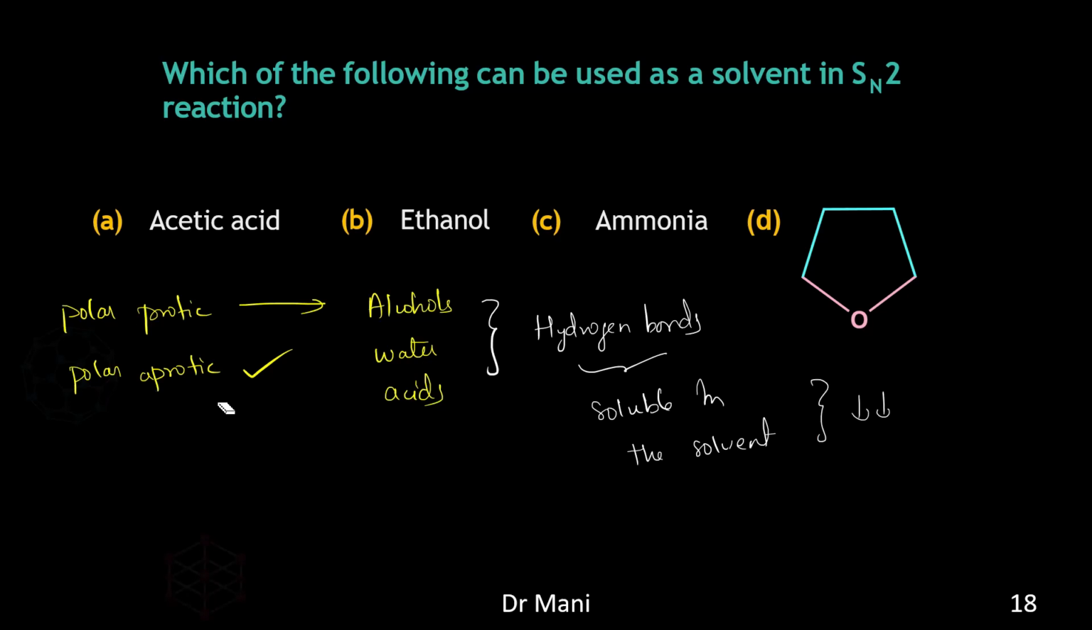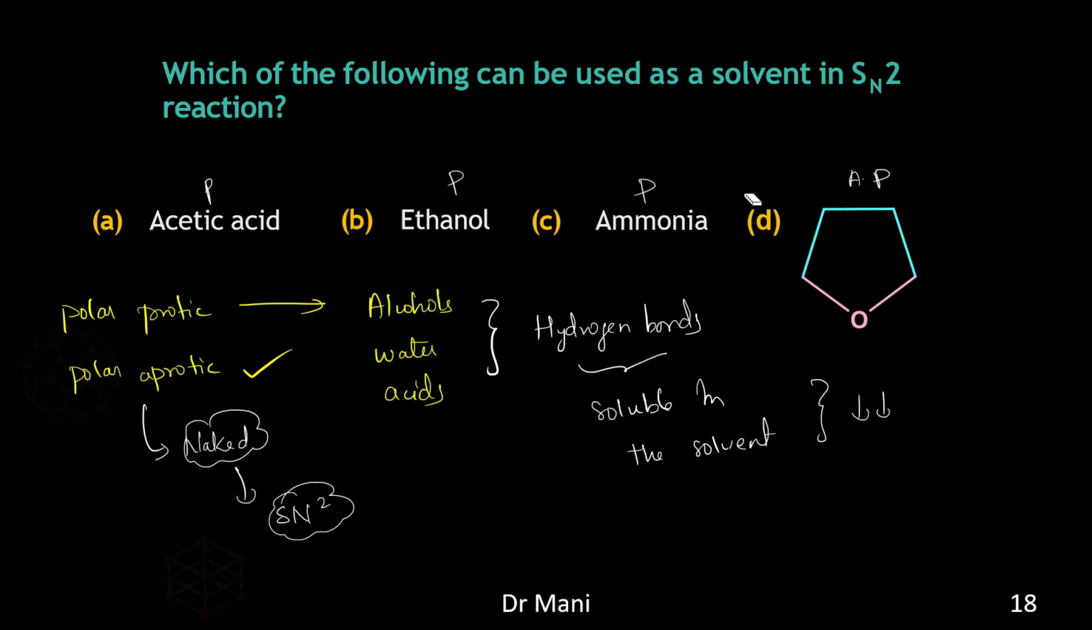If we use the aprotic, then what happens? It will be present like a naked. It doesn't get involved in hydrogen bond formation. So we'll be having more and more nucleophiles and alkyl groups, so that it will be very favorable for the SN2 reaction to happen. So which option could be here out of A, B, C, D? This is protic, this is protic, this is protic, this is aprotic.